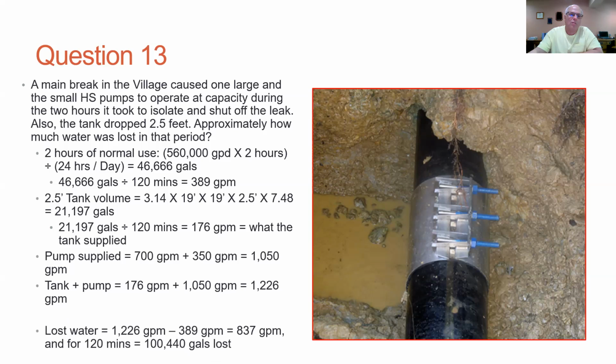During that period, the lost water is the 1,226 minus the 389, or 837 gallons per minute. And I did that for 120 minutes, that's 2 hours. So I've lost 100,440 gallons. Quite a lot of water to lose in 2 hours for a small village like that.